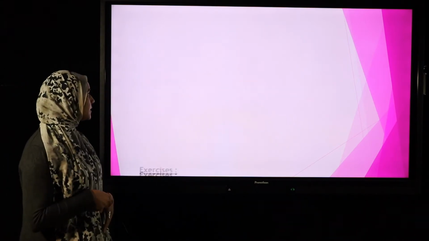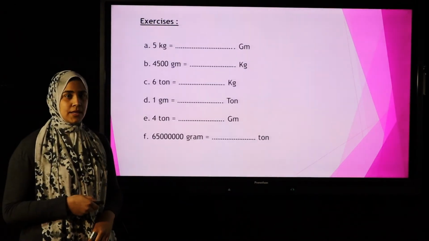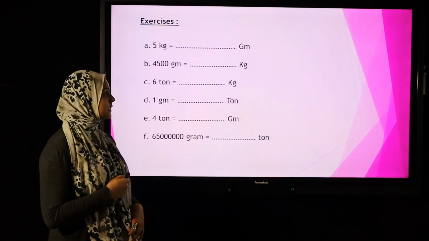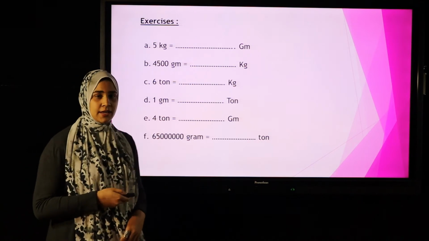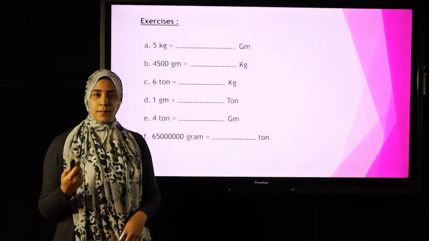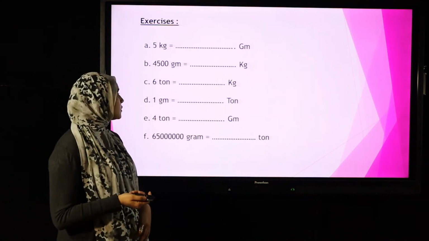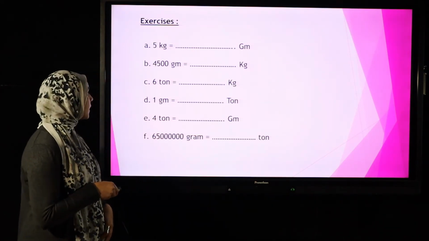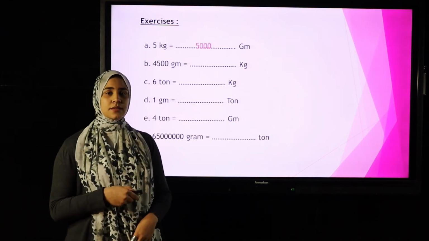Let's see some examples here, as we did in the capacity. We have here for letter A 5 kilograms. To move from the kilogram to gram, we are moving from a bigger one to a smaller one. So we are doing times. Times 1,000, of course, so we are going to get 5,000 grams.